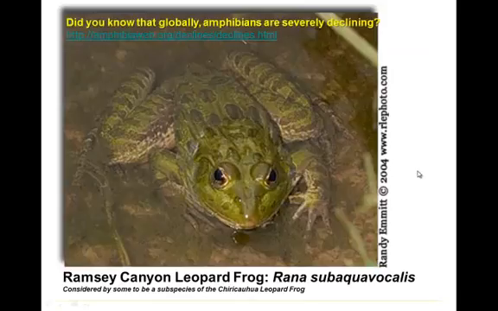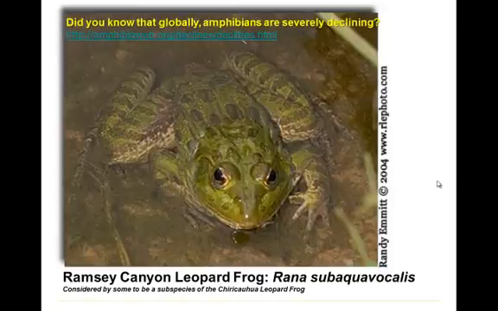This is the Ramsey Canyon leopard frog. Its scientific name is Rana subaquavocalis, and this literally means a frog that sings underwater. As far as I know, it's the only frog that vocalizes underwater. Of course, frogs vocalize or sing to indicate their territories and also to attract mates. And the problem with singing for those kinds of roles is that it also attracts predators. By singing underwater, you can still get the benefits and maybe diminish predation. But the Ramsey Canyon leopard frog was extirpated, or locally extinct, from Ramsey Canyon.